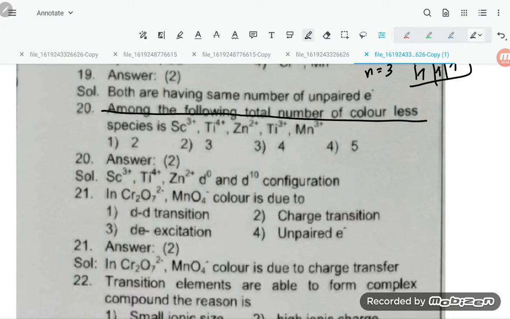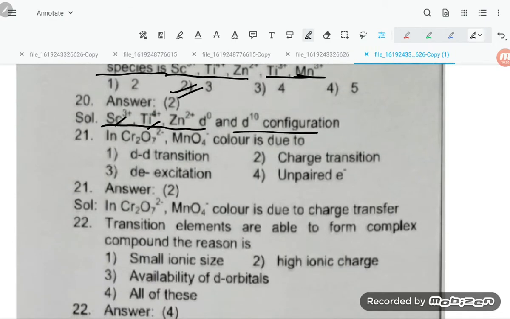Among the following, the total number of colorless species is: scandium, titanium, zinc, Ti3+, Mn3+. Scandium, titanium and zinc have d0 and d10 configurations, so they are colorless. Mn3+ is not colorless, it is colored. Ti3+ is also not colorless. So the correct option is option number 2.